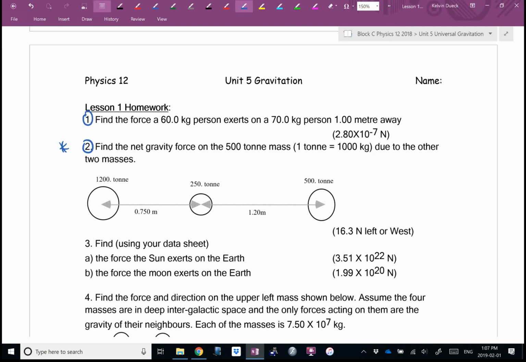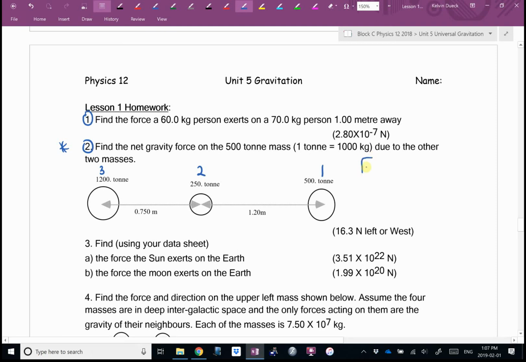Okay? What's it asking you to find? The net force on the 500-ton mass. Do me a favor. Can you call the 500-ton mass mass 1? Let's call the 250 mass 2. And let's call the 1200 mass 3. Chloe, what does it want us to find the net force on? Which is mass number?